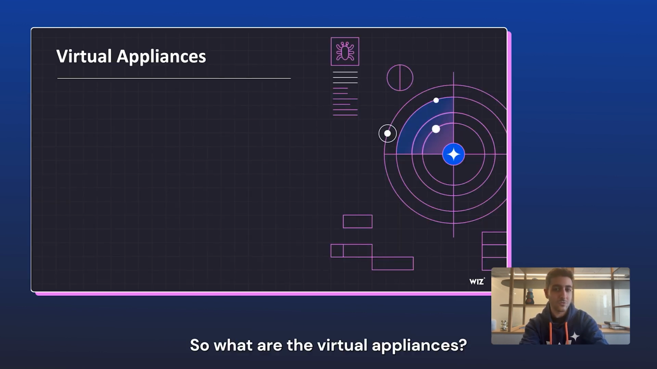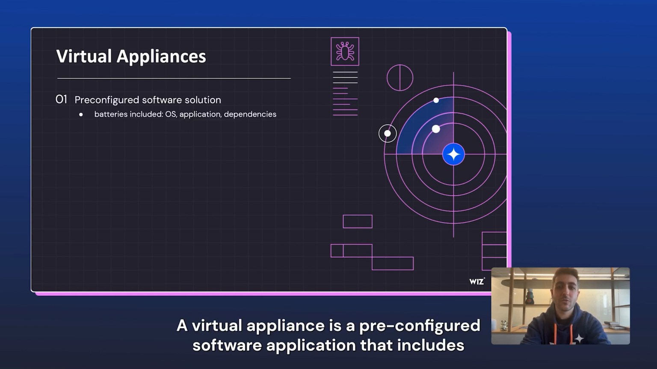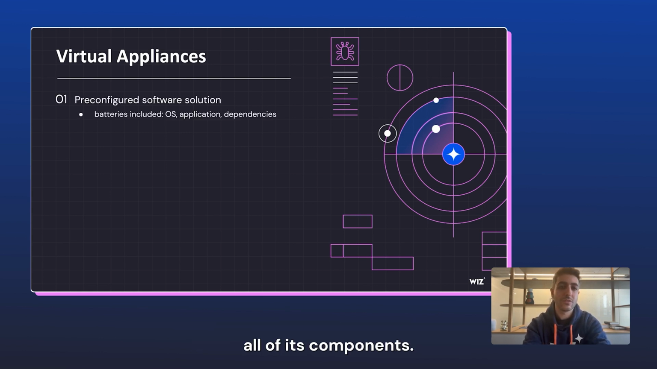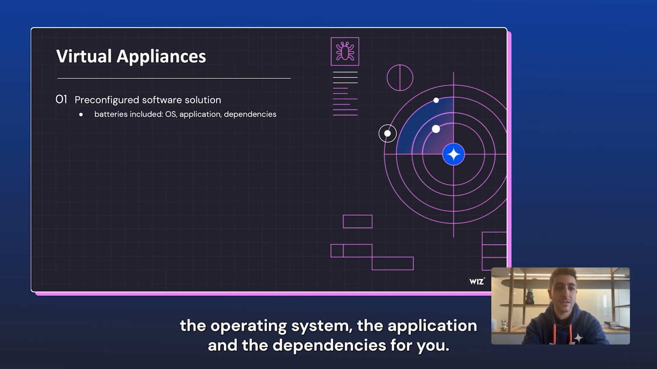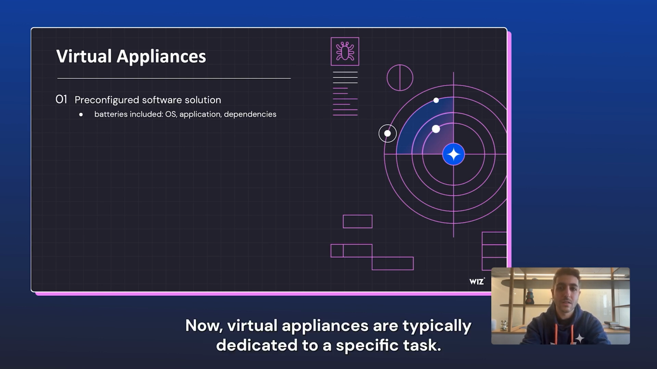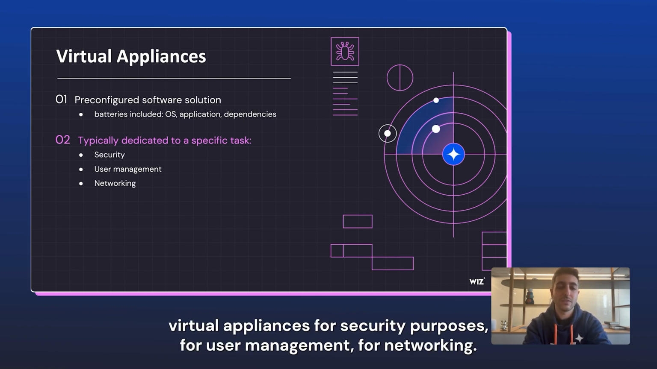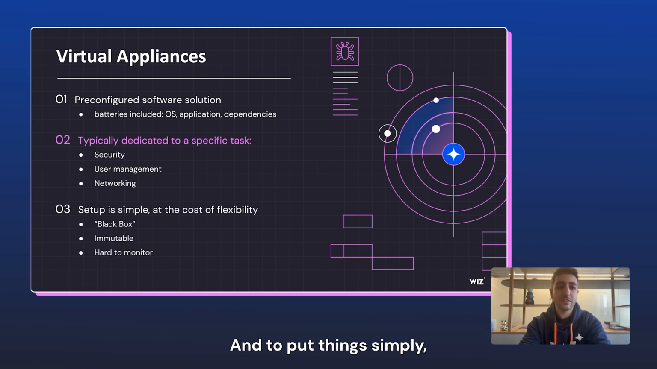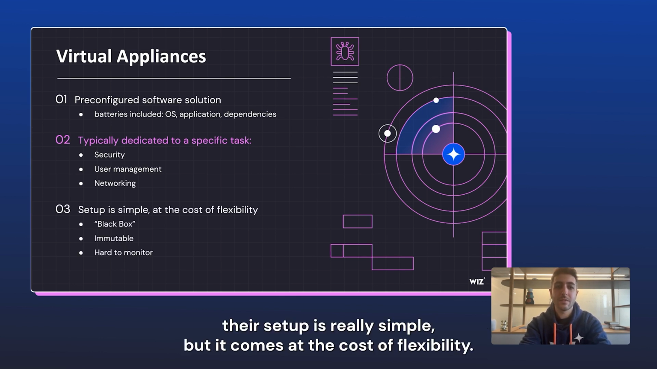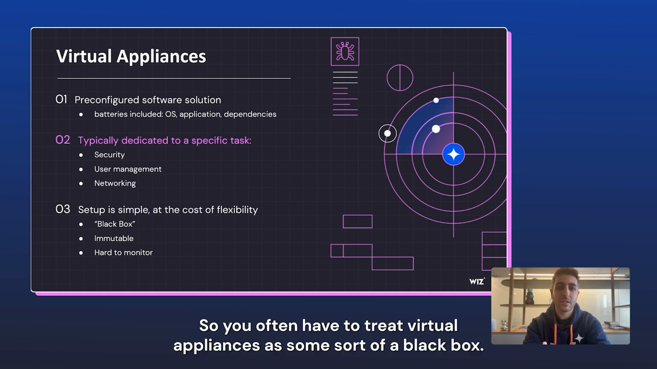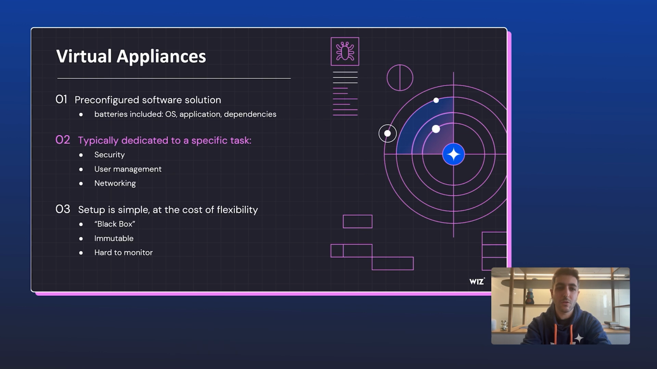So, what are virtual appliances? A virtual appliance is a pre-configured software application that includes all of its components, and essentially the vendor chooses the operating system, the application, and the dependencies for you. Virtual appliances are typically dedicated to a specific task, so you'll have virtual appliances for security purposes, for user management, for networking. To put things simply, their setup is really simple, but it comes at the cost of flexibility. So you often have to treat virtual appliances as some sort of a black box.